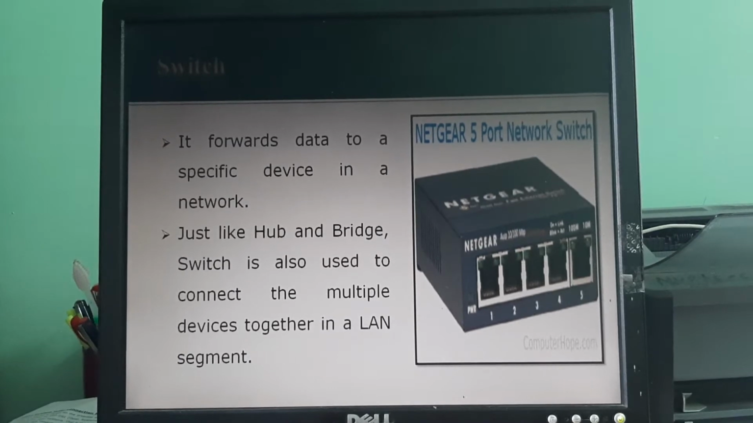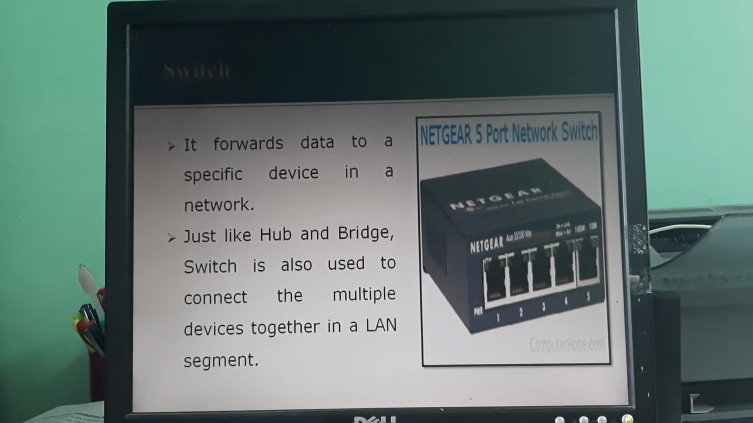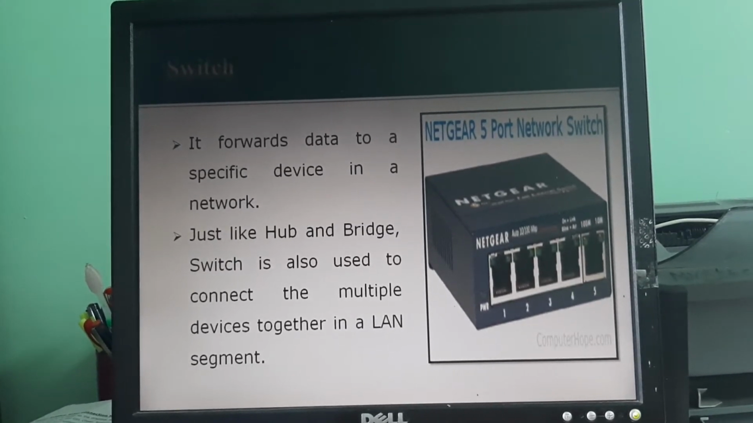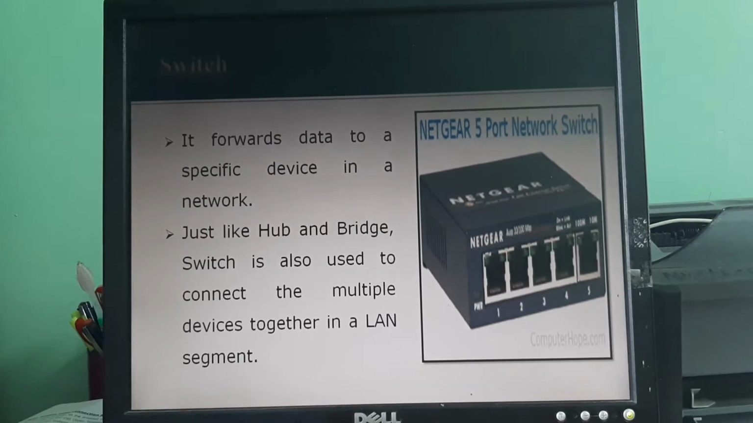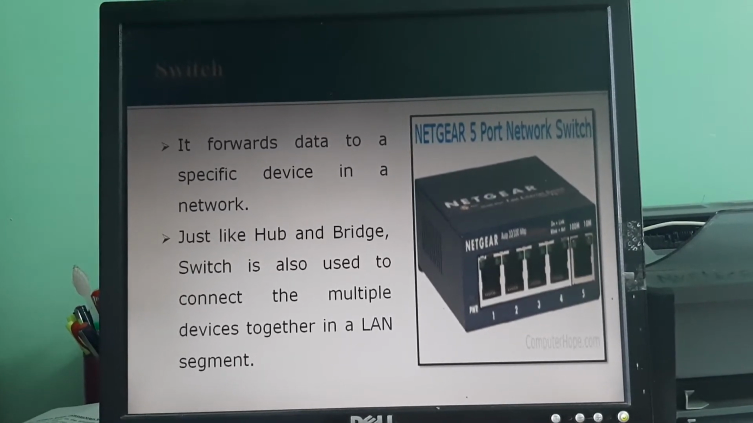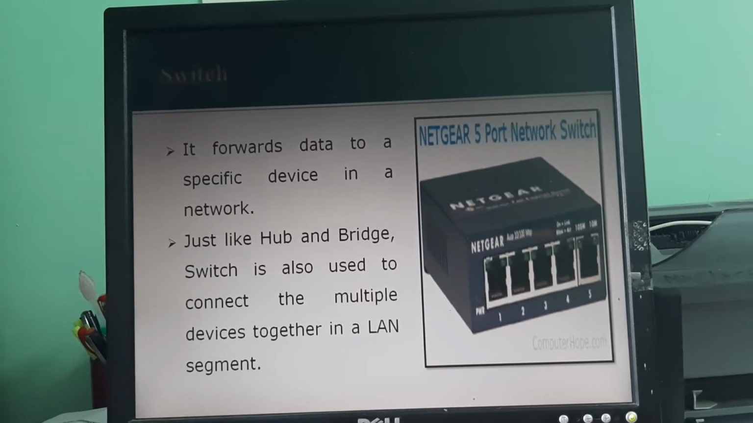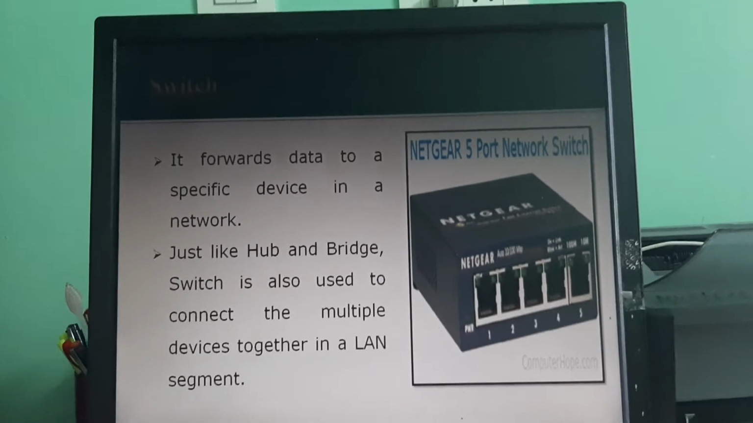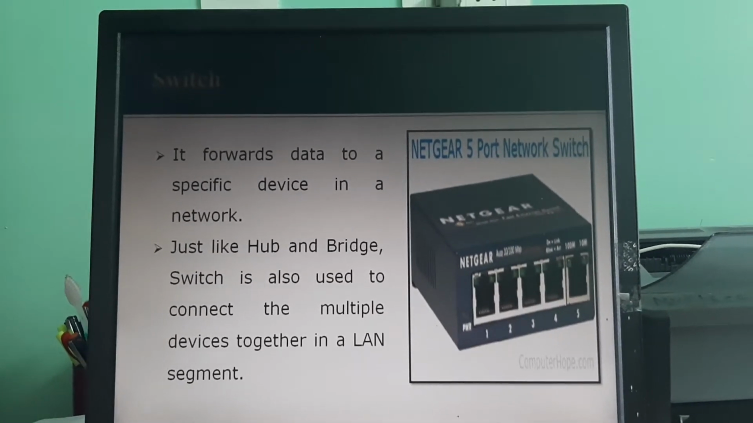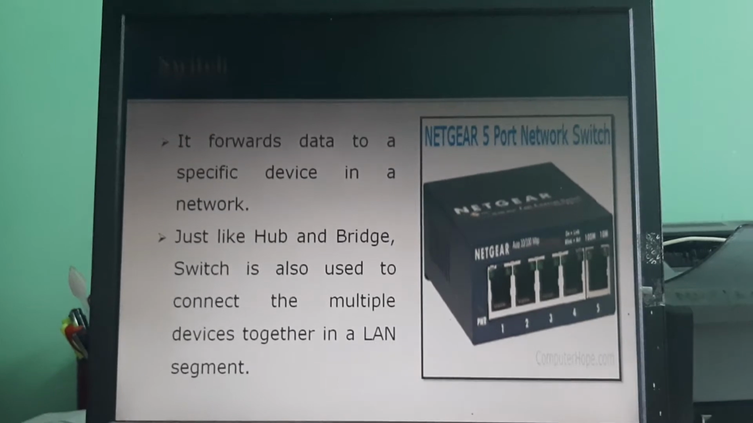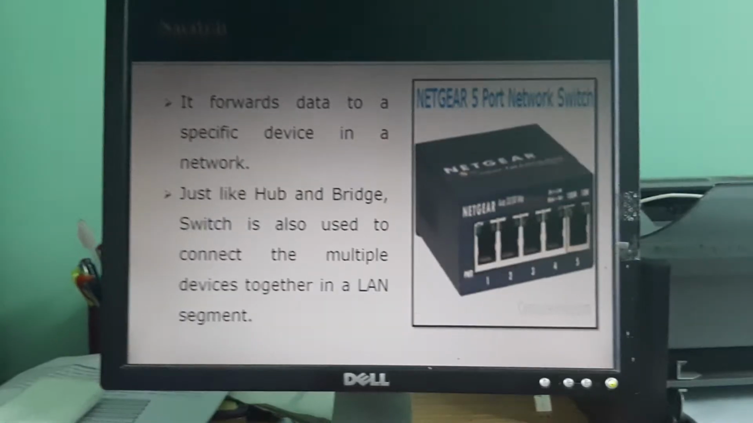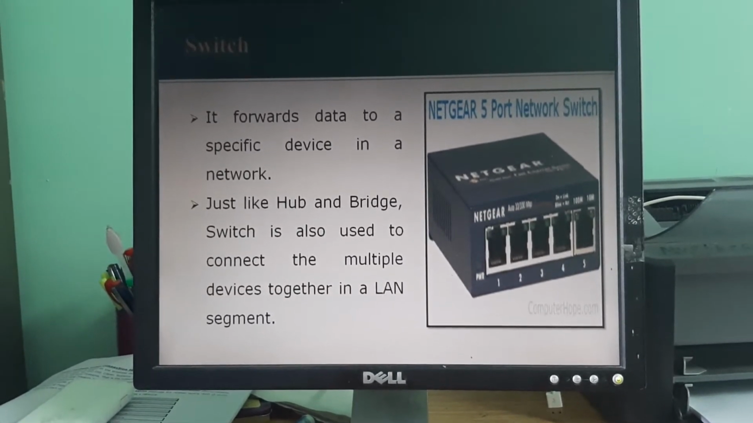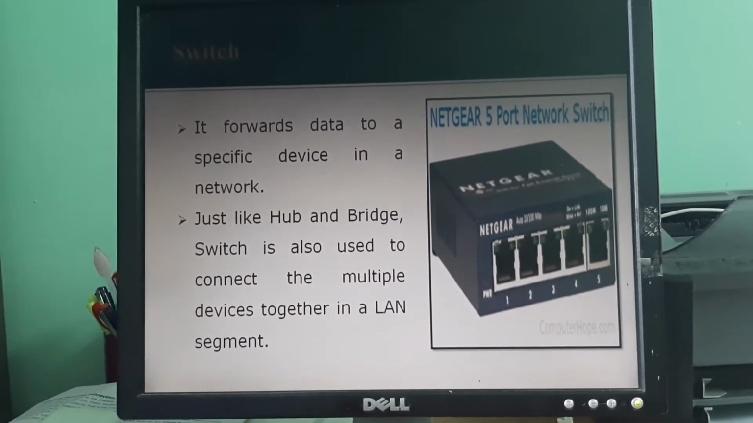Next, what is the third one? Let us see, the third device is termed a switch. It is just like a hub. This is also used to connect multiple devices in a LAN segment. But if I told you it is just like a hub, what is the difference between a hub and a switch? The major difference of a switch when we compare it with the hub is this.